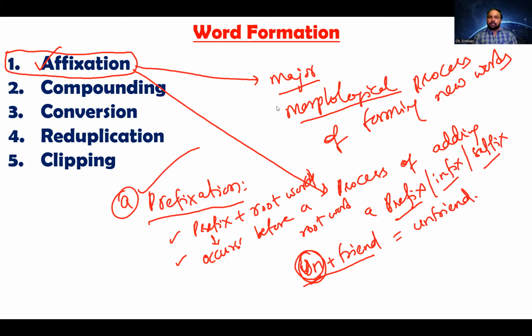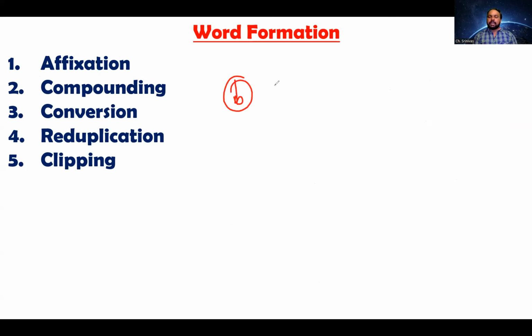And the second one, as you all know, is suffixation. Yeah, what is the second one? Suffixation. Suffixation is nothing but adding a letter or group of letters at the end of a root word. If you add a letter or a group of letters at the end of a root word or at the end of a base word in order to coin a new word, it is known as suffixation.